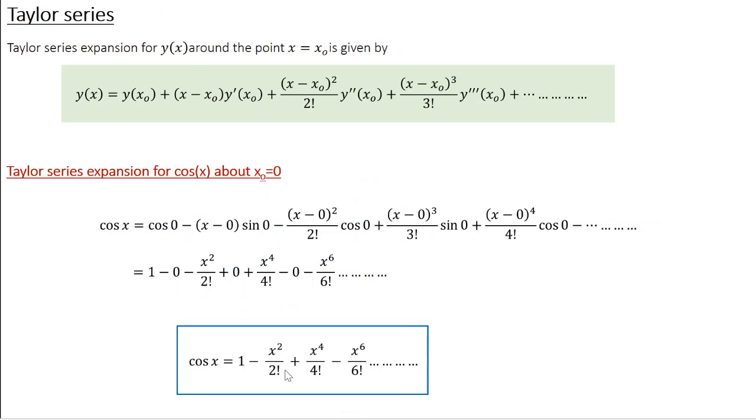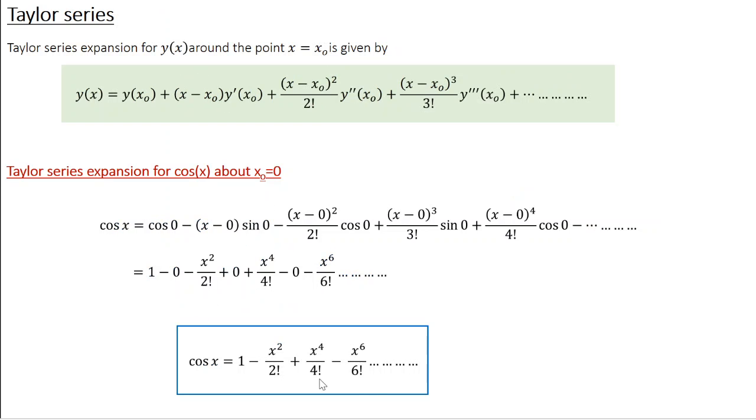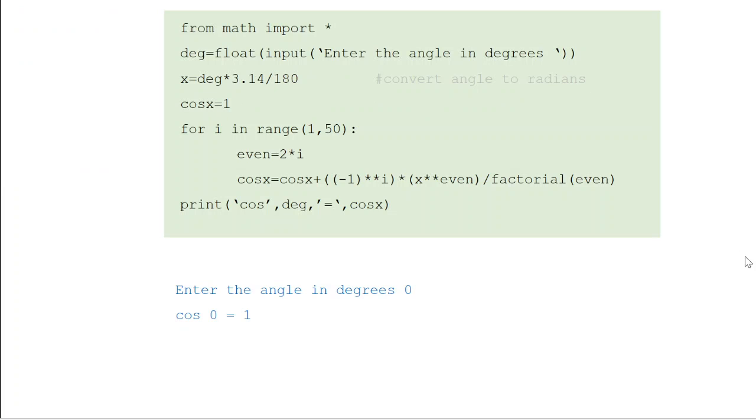Then you have x to the power even terms. So that is given by x to the power even divided by factorial of all the even terms. That is factorial even. So you do it for 50 iterations. You have 50 terms here. And after that, you print the value of cos x. So print cos degree equal to cos x. Now if you give the value of the angle as 0, so 0 degree is nothing but 0 radians. So when you do this iteration, you get cos 0 equal to 1. Okay. This is simple and straightforward.